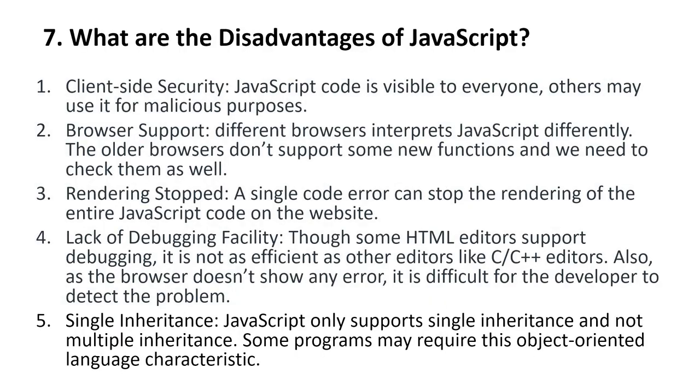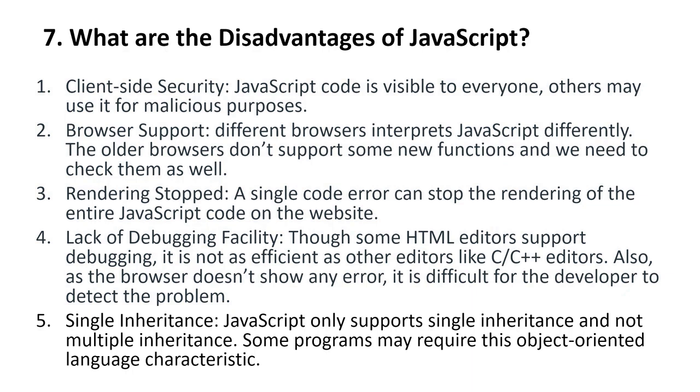What are the disadvantages of JavaScript? Client-side security. JavaScript code is visible to everyone. Others may use it for malicious purposes. Browser support. Different browsers interpret JavaScript differently. The older browsers do not support some new functions and we need to check them as well.